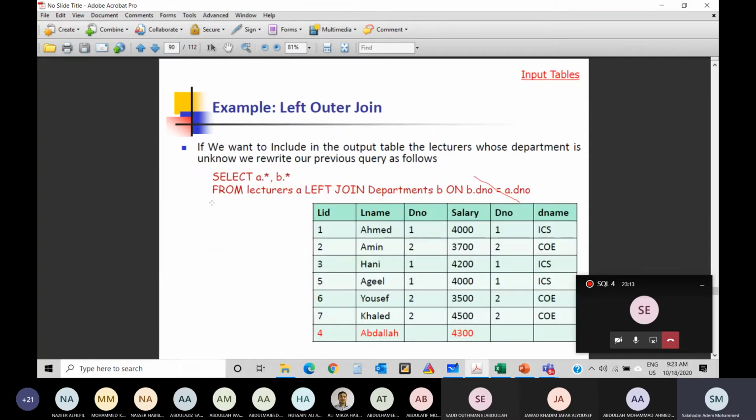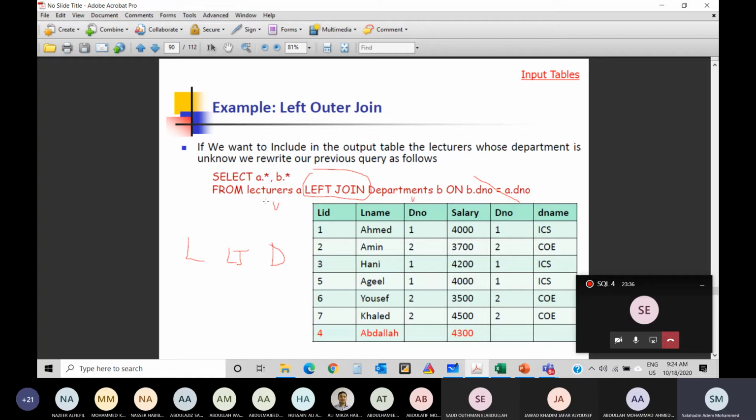Outer join. So what you do is the following. Now you join the two tables. We are joining the lecturer table with the department table. What kind of join is it? It is left join. Left outer join, which is this left join. So this is outer join now. So left join, lecturer and department.